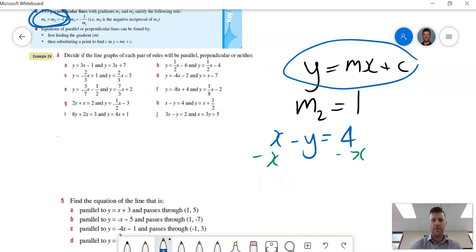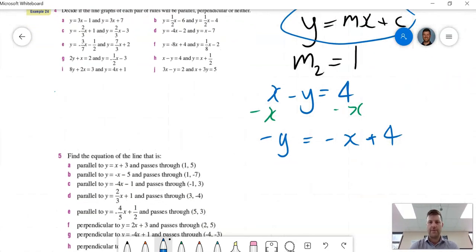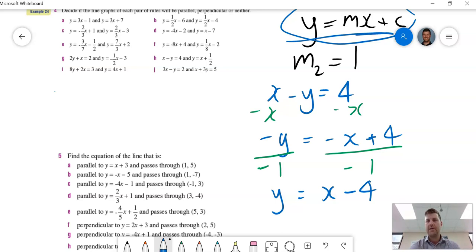Now I have minus y equals minus x plus 4. And to get rid of that negative on the right hand side, I'm going to divide by -1 on both sides. Okay, which then gives me y equals x take 4. So now it's in the gradient intercept form here.